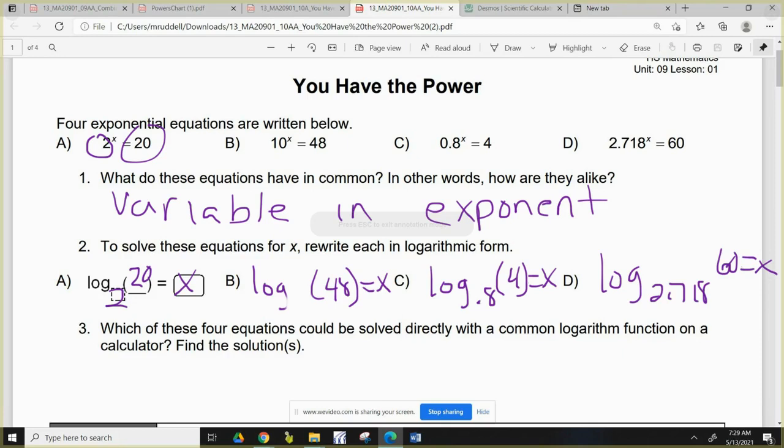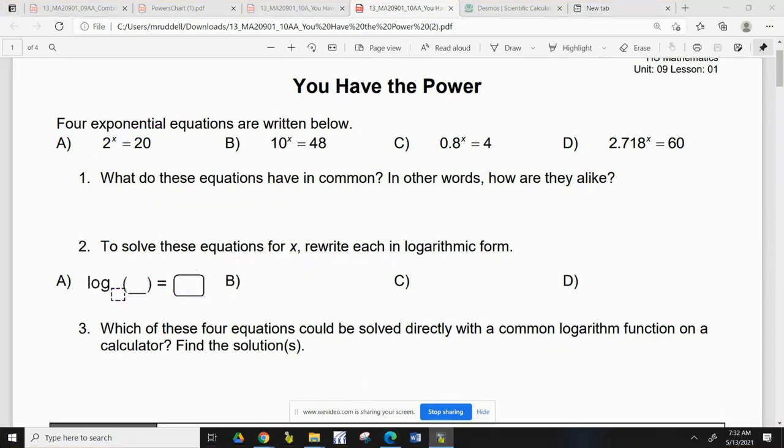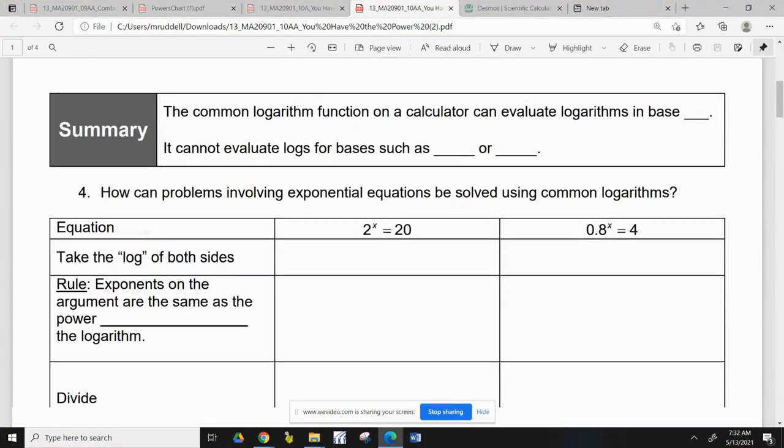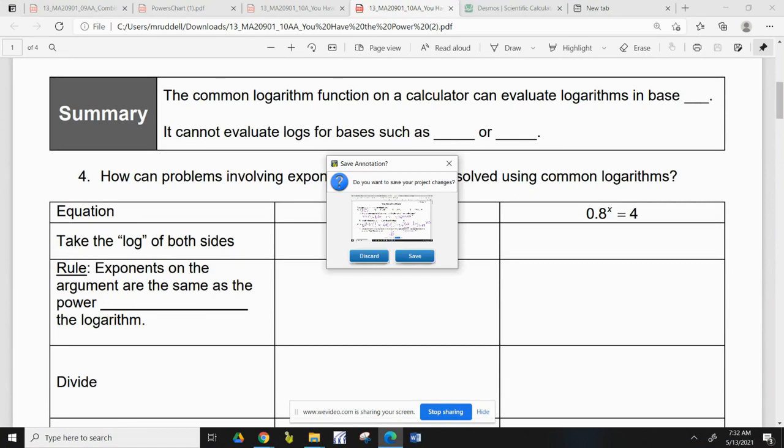Which of these four equations could be solved directly with a common logarithm? This means the base is 10, and it would be that one. The common logarithm function on a calculator can evaluate logarithms in base 10.